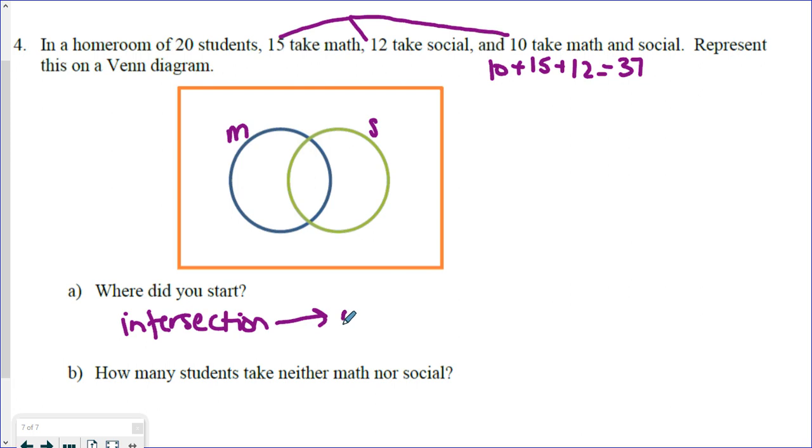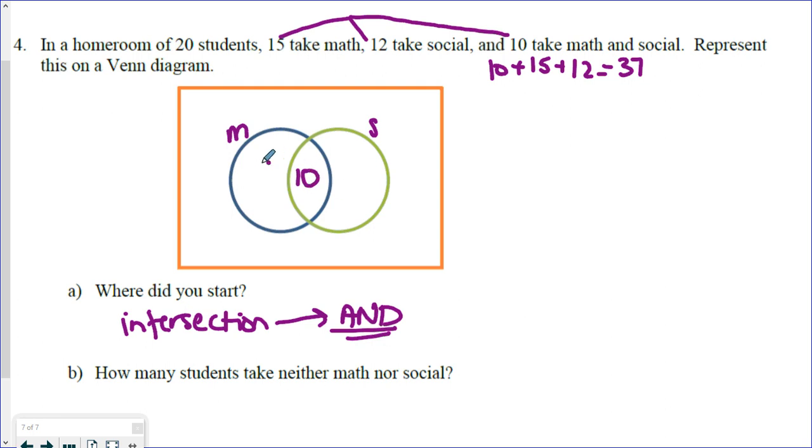And again, that's starting with the and part of it. So it's saying 10 take math and social. So we know that there's 10 students that are in this part, in the intersection. And then if we look at math, our blue circle for math, it says 15 take math. These students here in our intersection are already counted within that because they take math. They also take social, but they definitely take math.